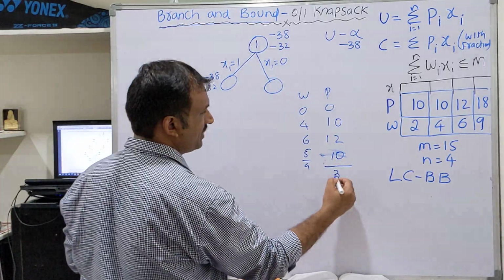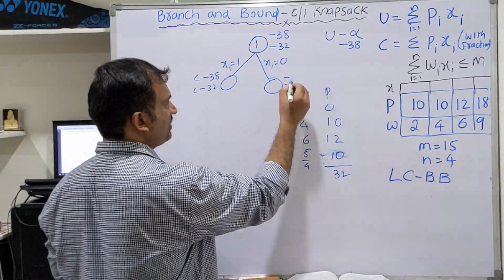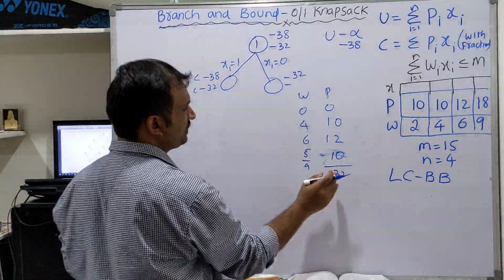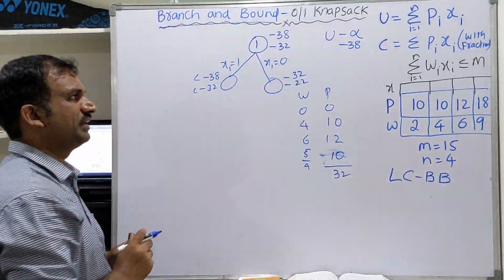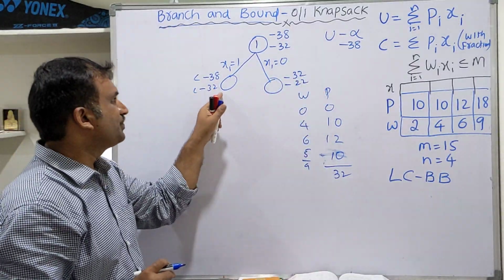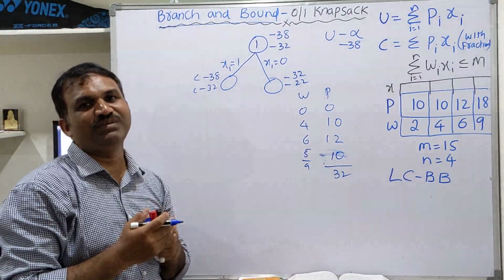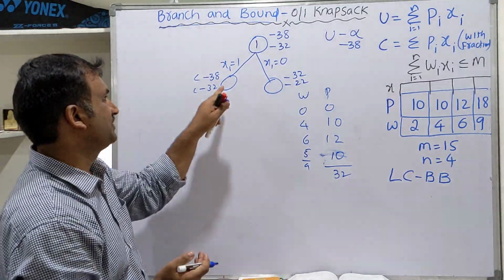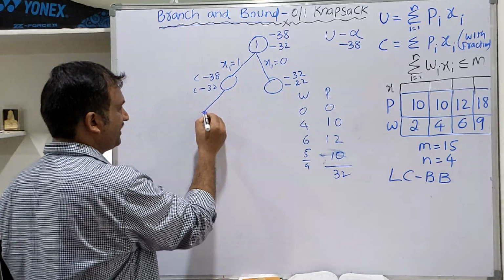22, 32. Right. So that is with fraction and without fraction. With fraction it is 32, and without fraction how much? 22. Now if you compare, which node is to be elaborated? Whichever is least will be elaborated, because branch and bound is a minimization technique. So this node we will elaborate. Now once again we will elaborate.